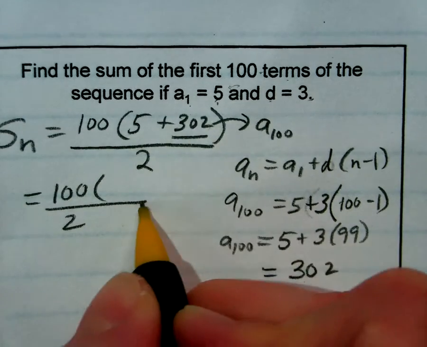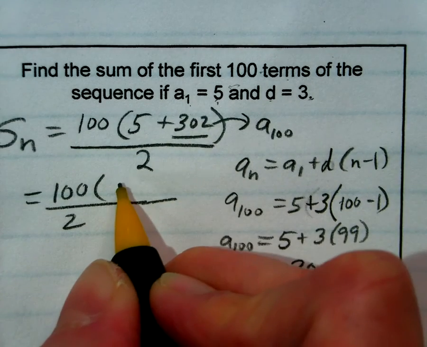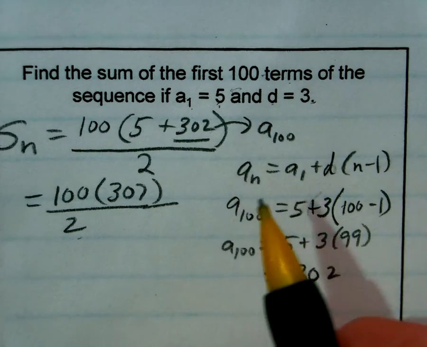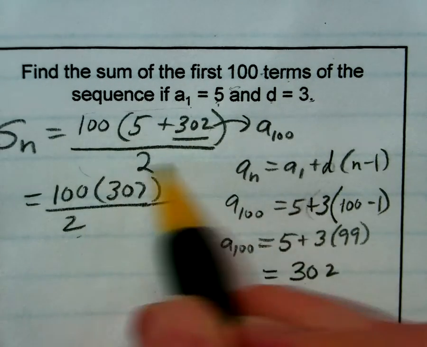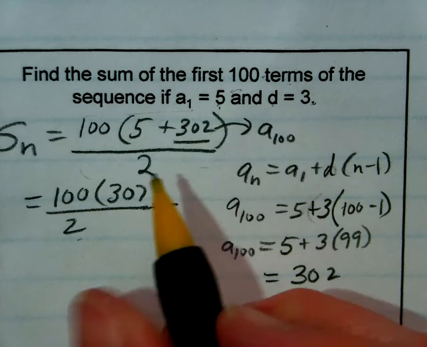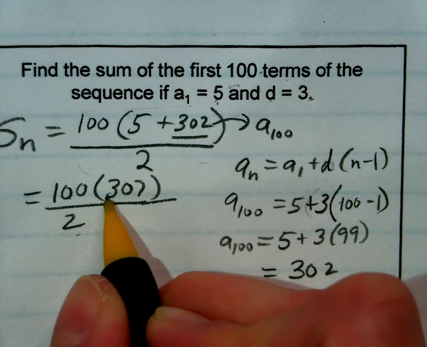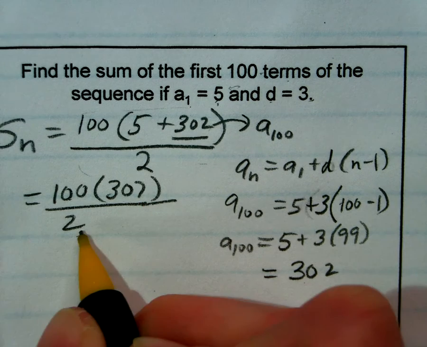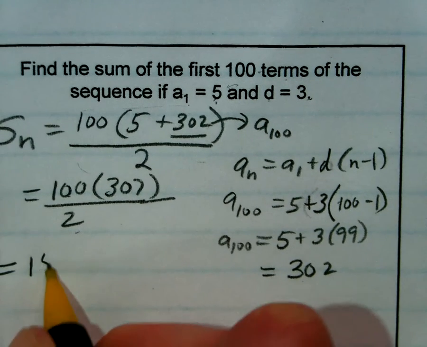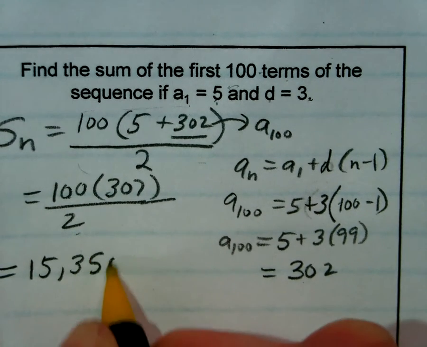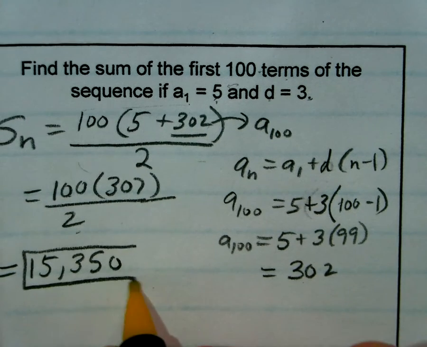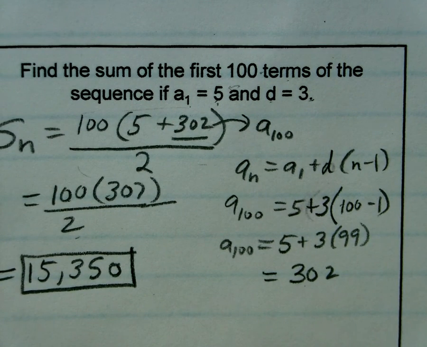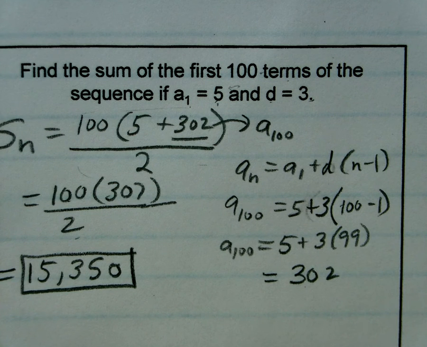So 5 plus 302 is 307. And at that point, I'd probably just put it in my calculator. You actually could put this whole thing in your calculator and just use parentheses if you wanted. So 100 times 307 would be 30,700. Divide by 2, you get 15,350. So those 100 terms in that sequence, that's what their sum would be. So this is just a little shortcut that we have.